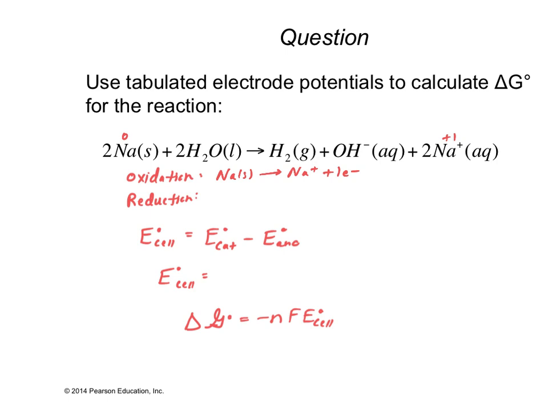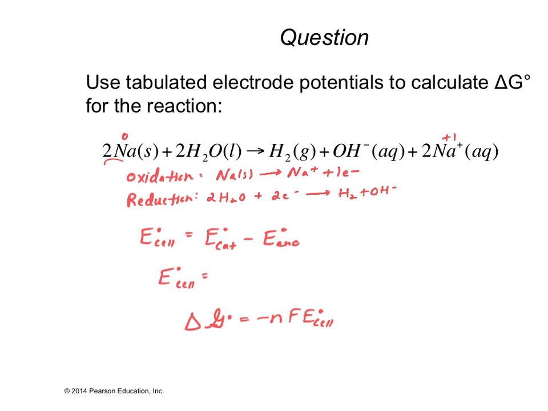Why do they multiply it by 2 in the overall balanced reaction? Why is there a 2 in front of the sodiums? Well, we'll get to that. Hold on. Maybe the reduction will help that out. So for the reduction half reaction, this is 2 H2Os plus 2 electrons going to make H2 plus OH minus. Right? So if we were going to combine these 2 half reactions to balance it, what would I need to multiply my oxidation half reaction by?